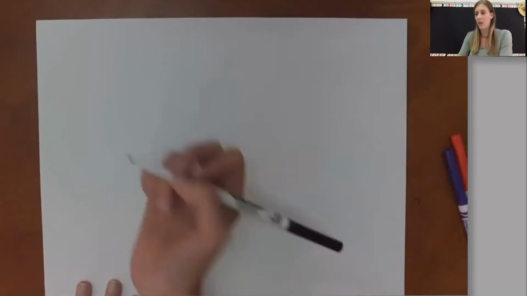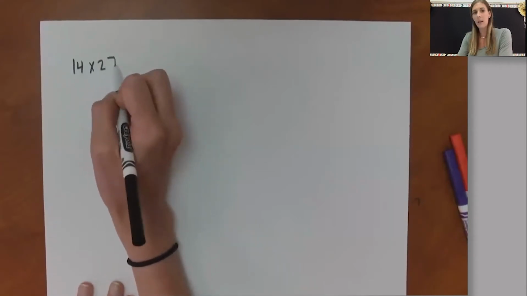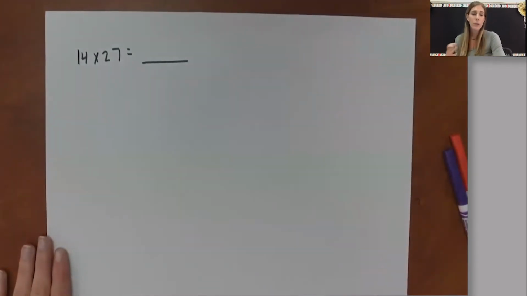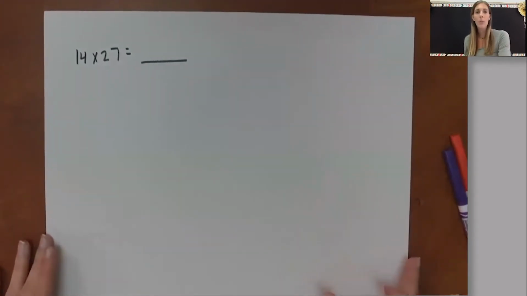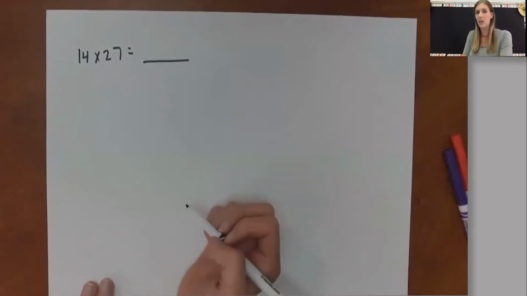Today we're going to solve word problems that involve two-digit multiplication. Before we do that, let's review how to multiply two-digit numbers using an area model with partial products. Write the equation with me. 14 times 27 equals blank. Now, I don't know 14 times 27 by memory, so I'm going to break it up into some smaller facts so that I can make it easier to solve.